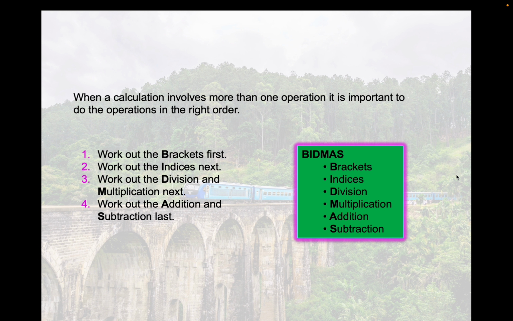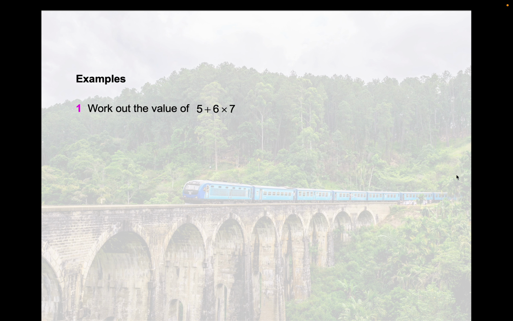In the calculation, if you have a bracket, we're going to deal with the bracket first. If we have indices, we're going to deal with the indices after the bracket, then division or multiplication, then addition or subtraction. Let's have a look at an example.